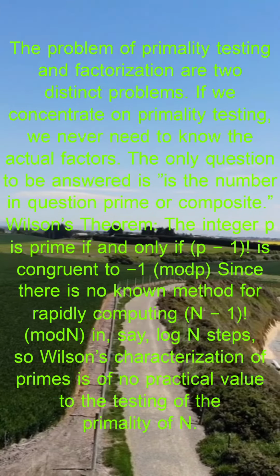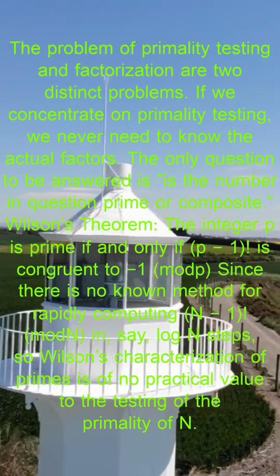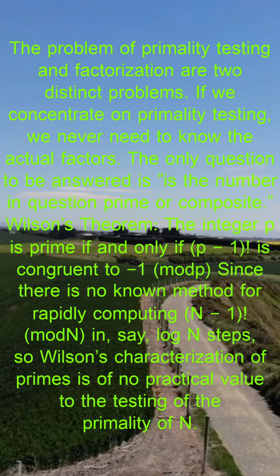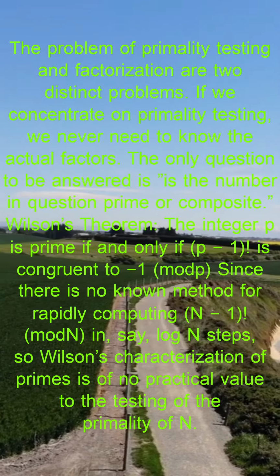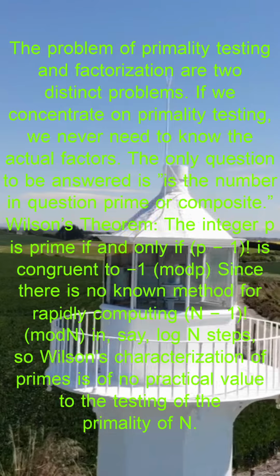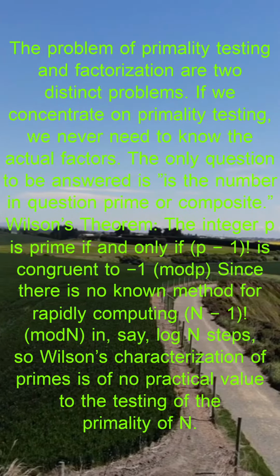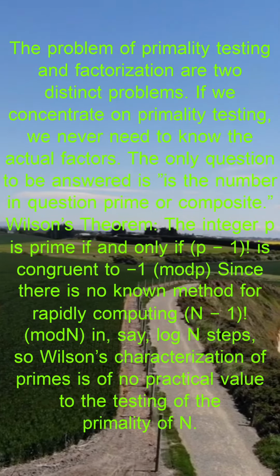Wilson's theorem: the integer p is prime if and only if (p minus 1)! is congruent to minus 1 mod p. Since there is no known method for rapidly computing (n minus 1)! mod n in, say, log n steps, Wilson's characterization of primes is of no practical value to the testing of the primality of n.